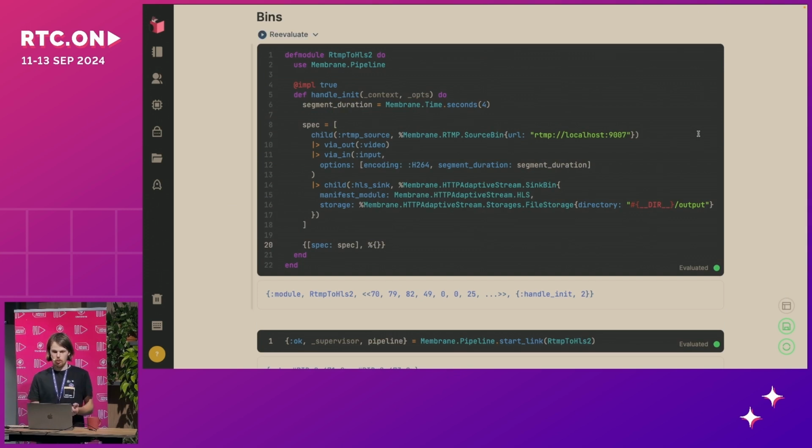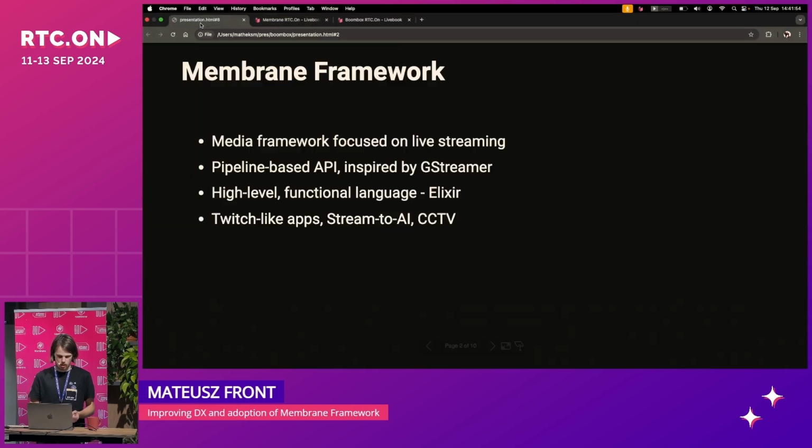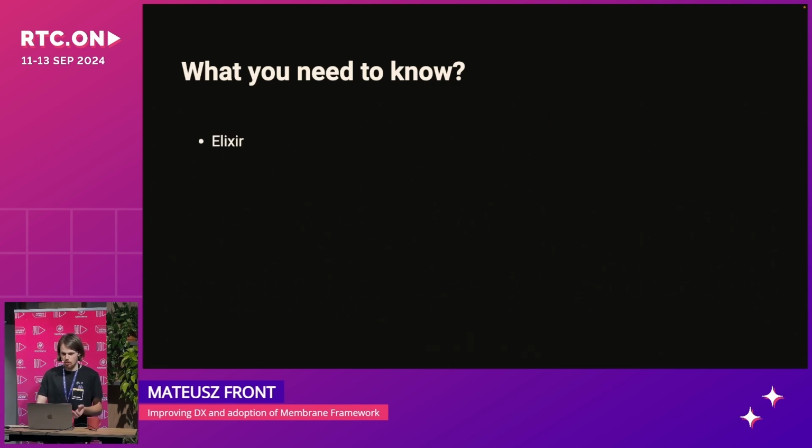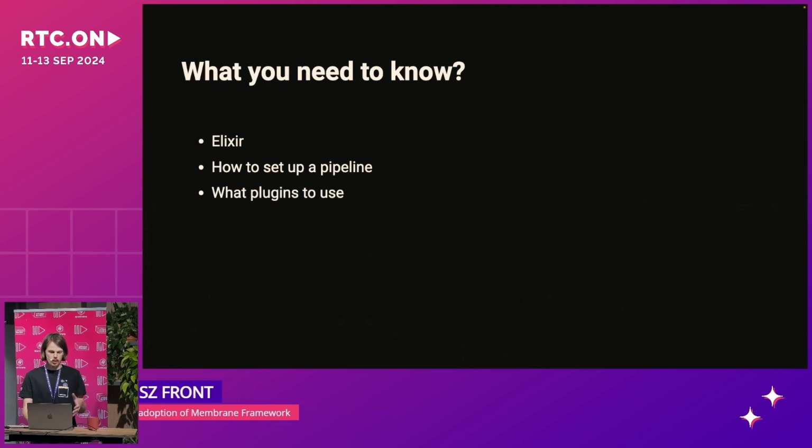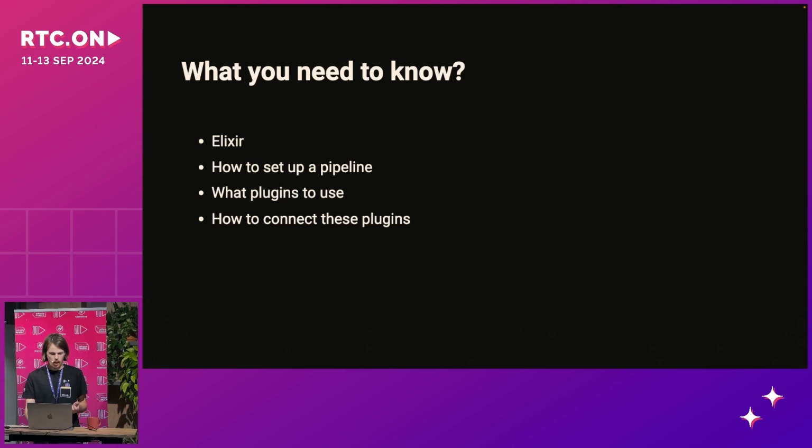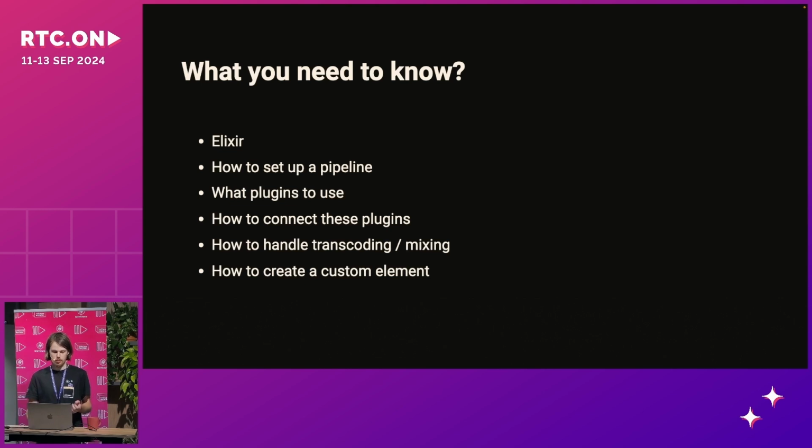But we've been wondering what we actually have to know to create such a pipeline. You need to know Elixir, at least the basics of it. You need to know the pipeline APIs to set up the pipeline. You need to know what plugins to use, how to connect them with one another, and how to configure them, of course. In this case, we didn't handle any transcoding or audio mixing, but if you need that, you also have to figure out what to use and how to connect it. And finally, if you need to plug in some code that is not available in the framework, then you need to create your custom element, so you need to learn the API for that again. That's quite a lot, at least just for the start.